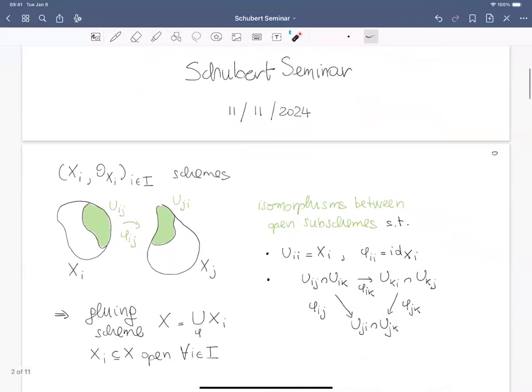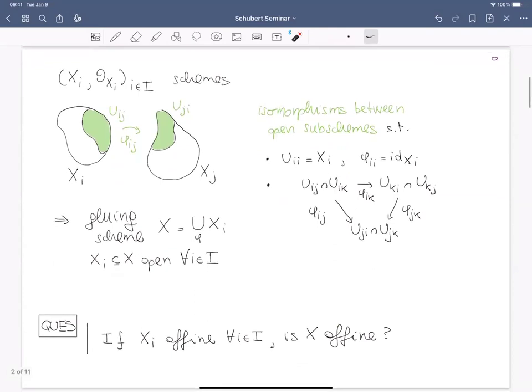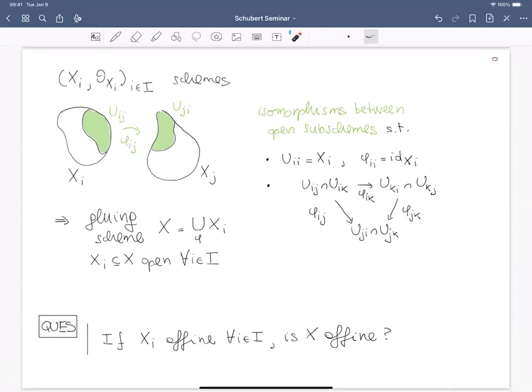So let me start with some motivation from the theory of schemes. Let's say we have a collection of schemes. I'm going to denote each of them by X, the scheme and the structure sheaf. It's a family, so they come with an index i, and the indexing set could be infinite. Okay, so they're schemes, and here in my picture I have two of them, Xi and Xj.